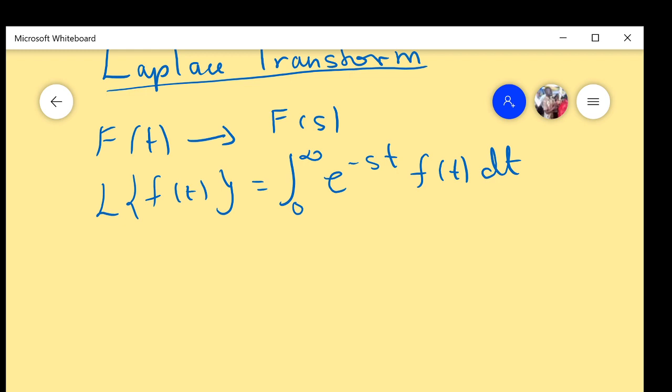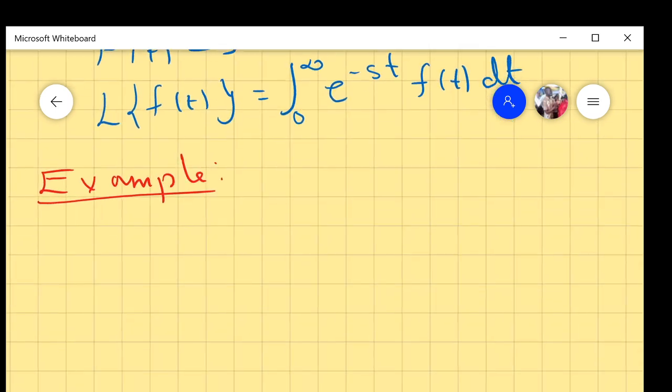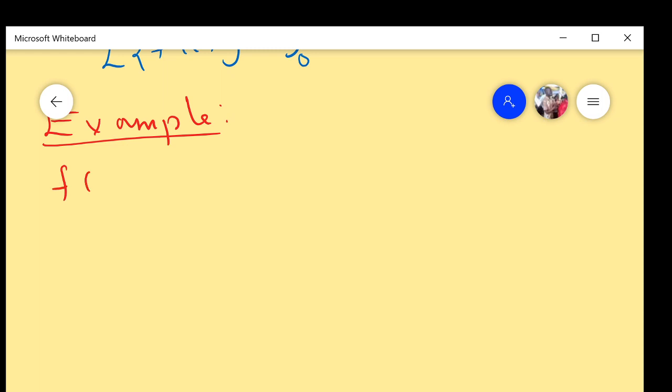So we'll still continue with our examples. Let's look at this example. Let's say I have the function f of t equal to t. So how do we go about it? Let's write the Laplace: L of t is what we are trying to solve here.